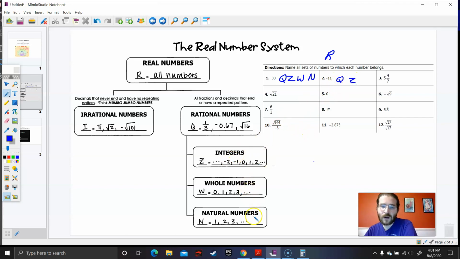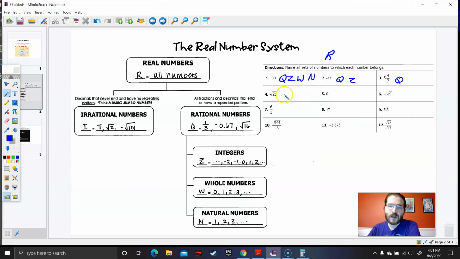All right, it can't be a whole number or a natural number though, because it has that negative. All right, 5 and 4/7. Well, we know that all fractions are rational numbers. All right, is it an integer? No, because it has that fraction, so it can't be any of these either.